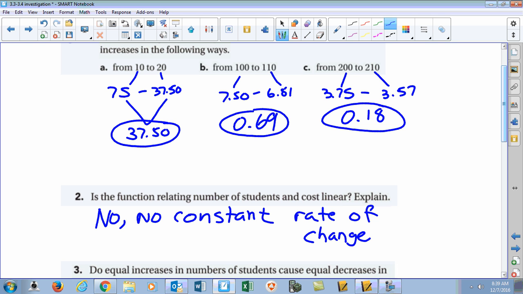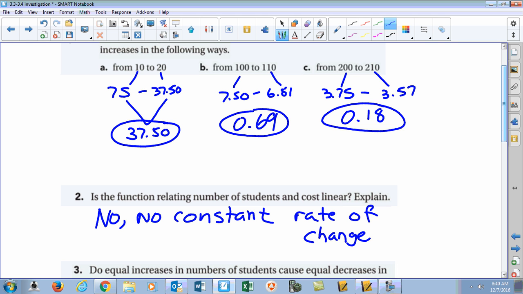Here I go up by 10 students, right? From 100 to 110. What's my cost now? My cost only decreased what? 69 cents. Here I went from 200 to 210, another section of 10, right? So what did my costs decrease by? So it's not equal, is it? No, it's not equal. Okay? It's not even close to being equal.